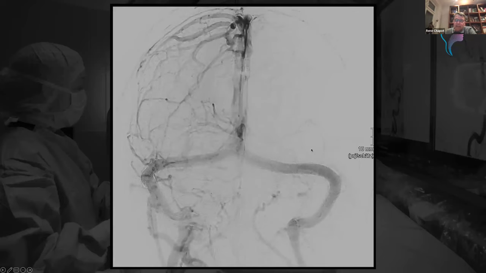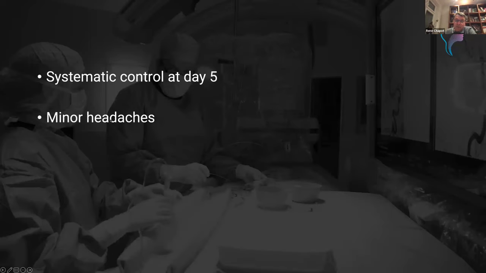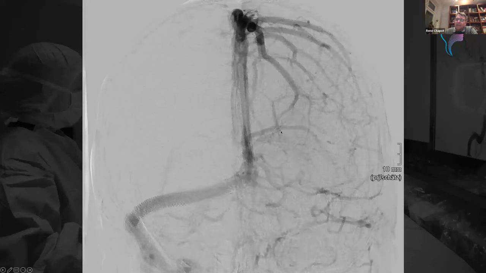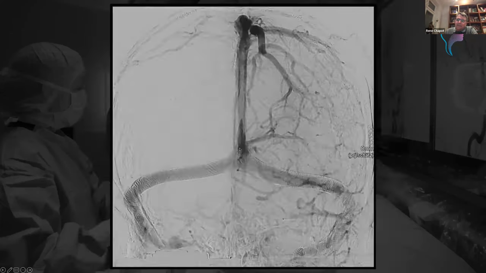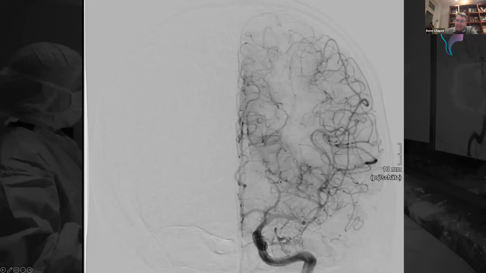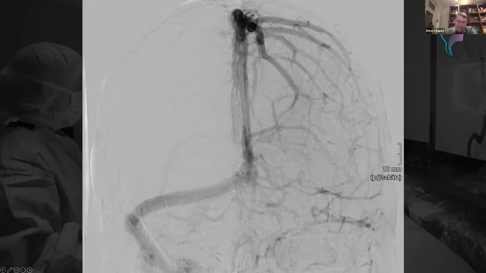And indeed, his symptoms resolved. We stopped Diamox. We gave him dual antiplatelets, so aspirin and prasugrel. At day 5, he had minor headaches, so we made a control angiogram. Then right side was very good, but left side was occluded.